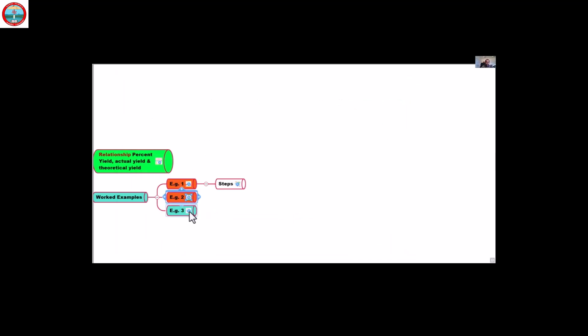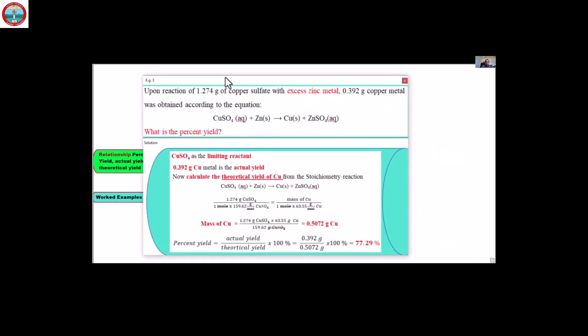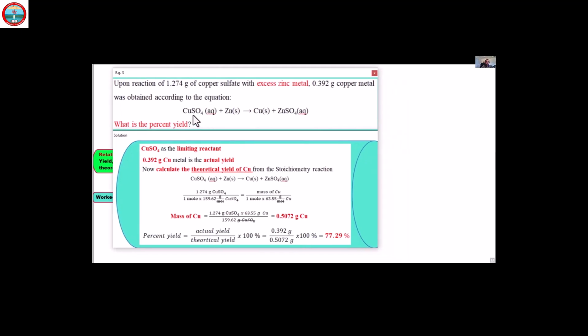Example 3 is this one. From this chemical reaction, the reaction between copper sulfate and zinc to produce copper and zinc sulfate, the statement says that zinc is an excess reactant, so you can conclude that copper sulfate is the limiting reactant. To calculate the theoretical yield of copper from the limiting reactant, you can use the mass relationship to calculate the mass of copper from the given mass of copper sulfate.